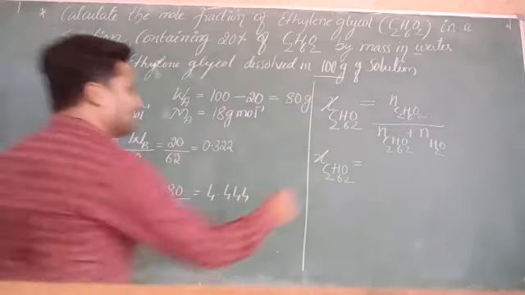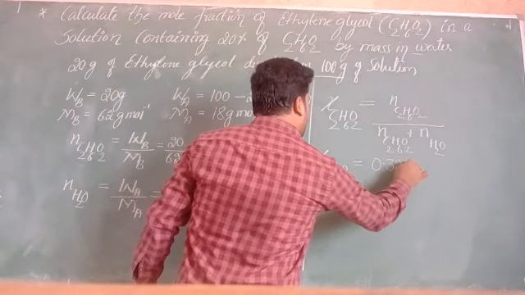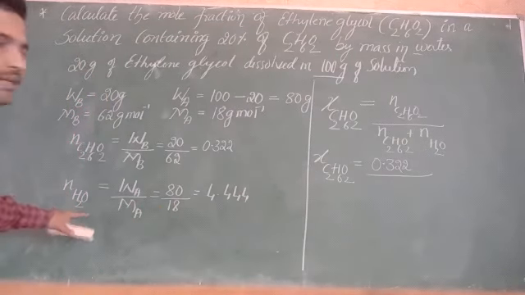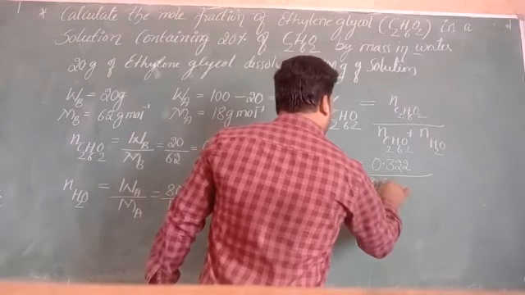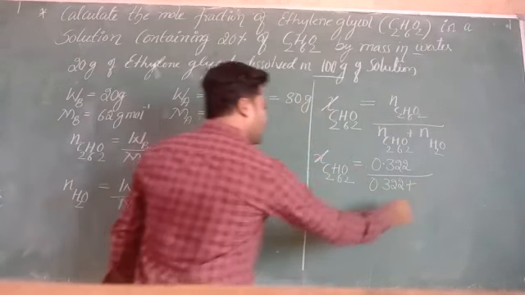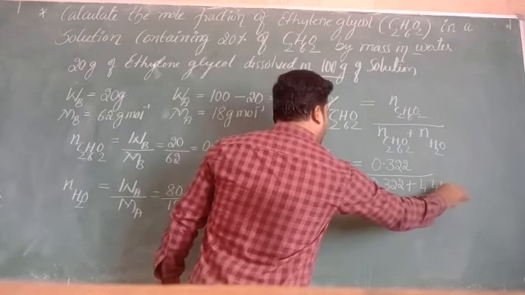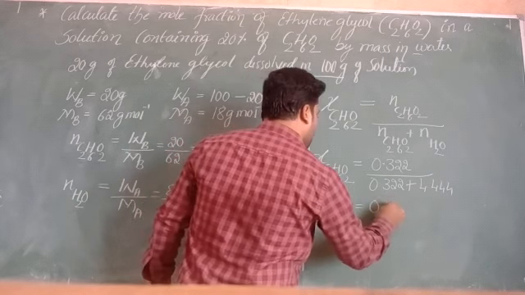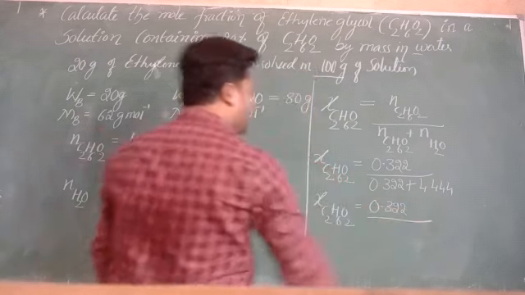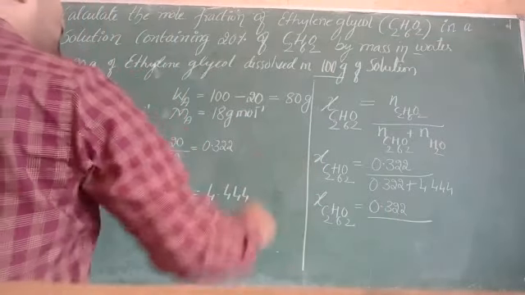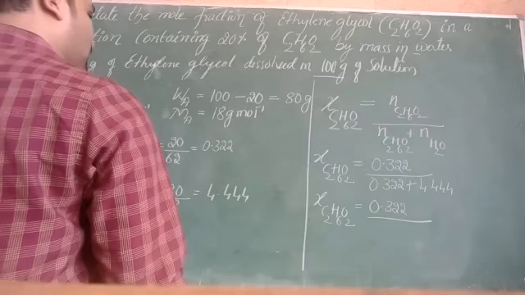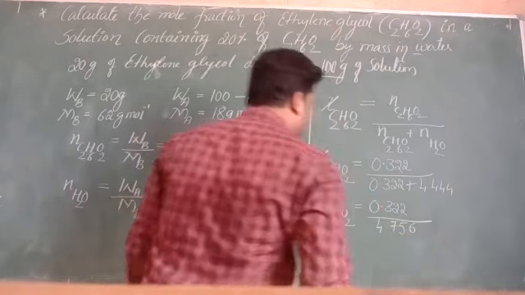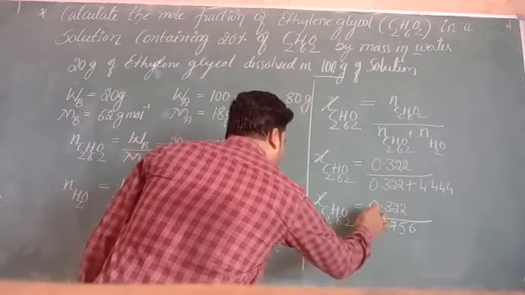So this is the value, 0.322 divided, so this is the number of moles of water. Okay, so that means 0.322 plus 4.444. So now C2H6O2 is equal to 0.322. See here, 0.322 plus 4.444, it is 4.756. Yeah. So I will divide.